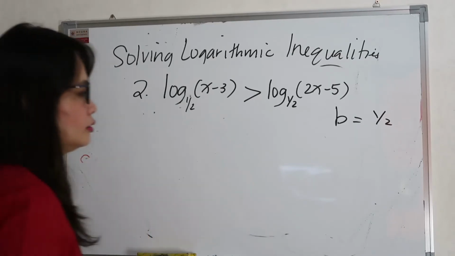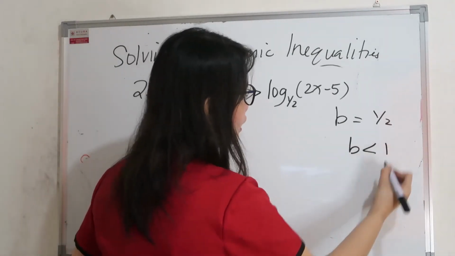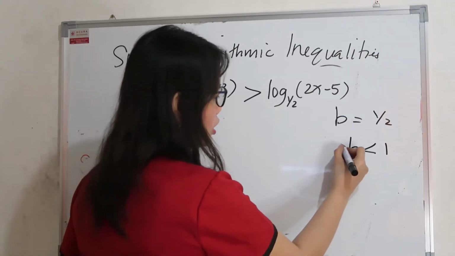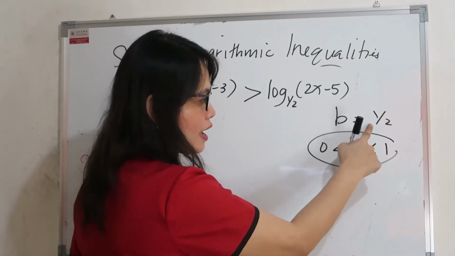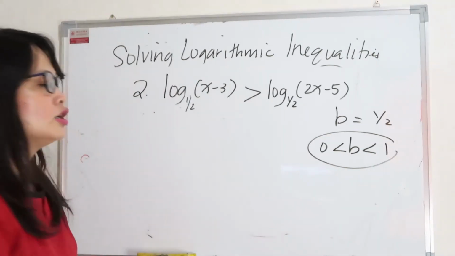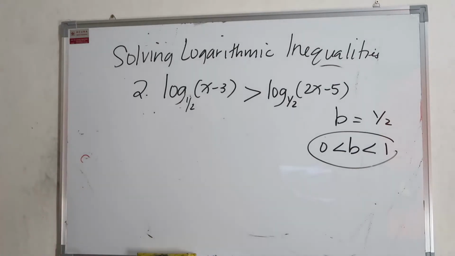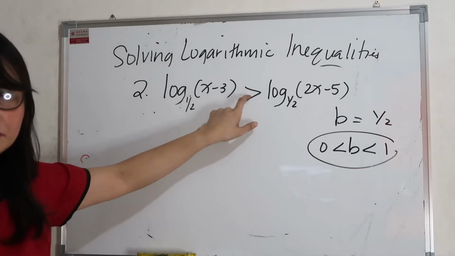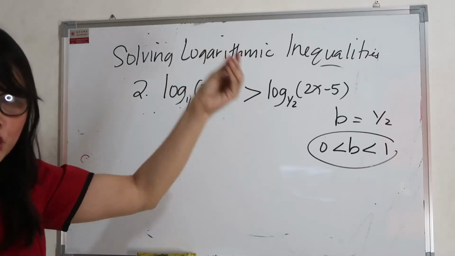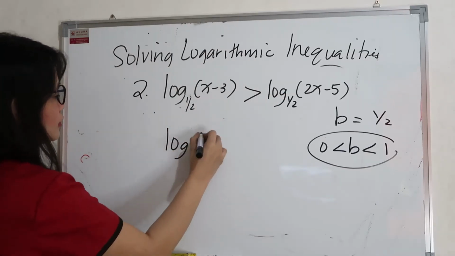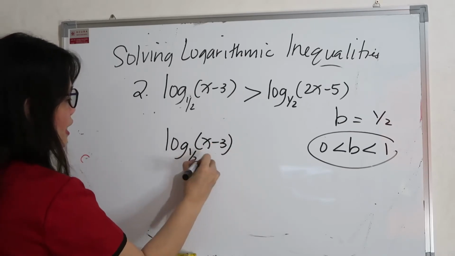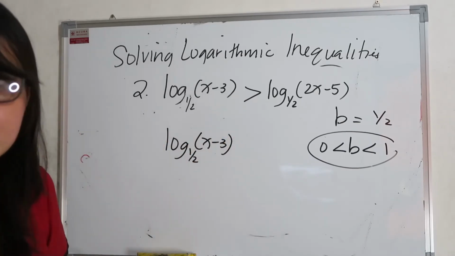Less than 1. If the base is greater than 0 but less than 1, and 1/2 is obviously less than 1, we need to use the first condition. What is your first condition? You need to switch or reverse the inequality symbol. So that will become log of x minus 3 with a base 1/2. Instead of using greater than, we're going to use what?